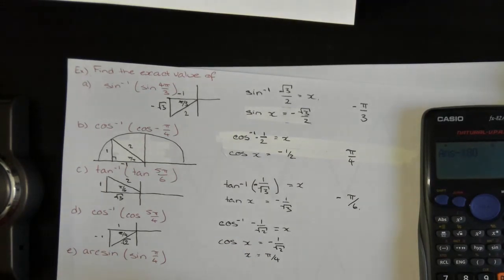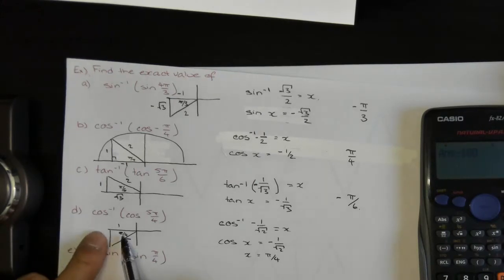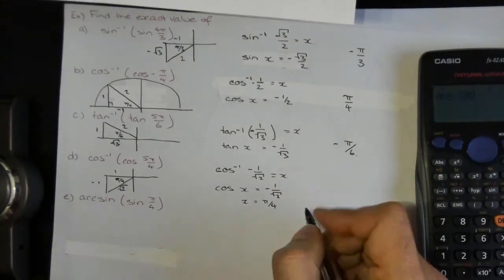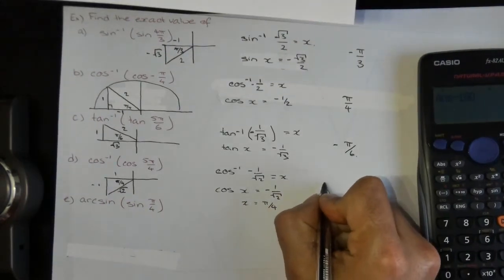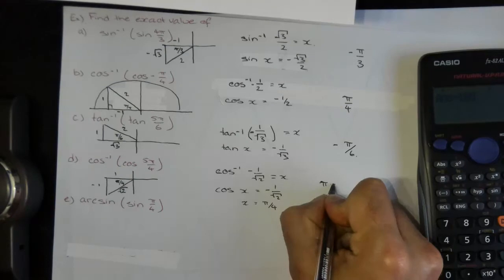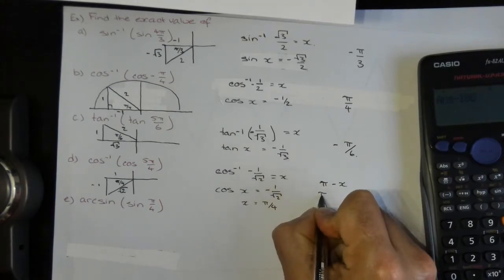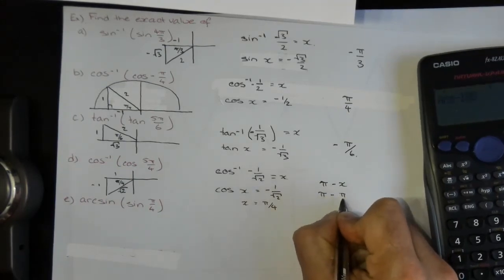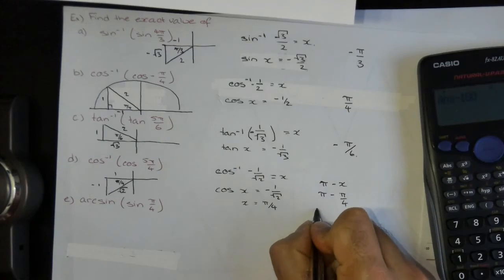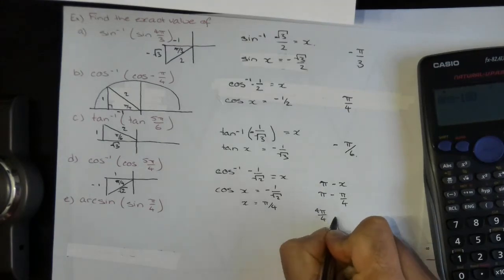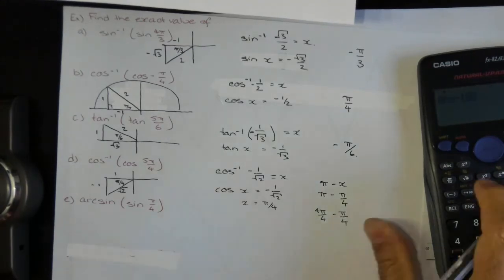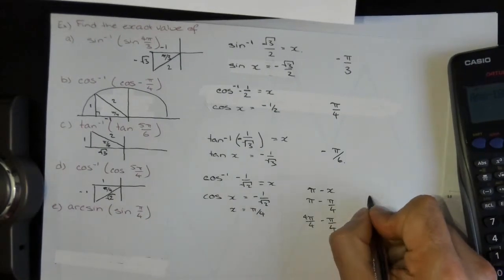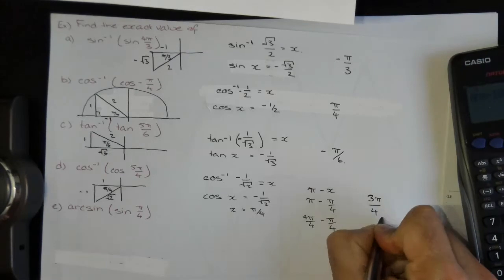However, because it's a function, we should only get one solution. We use the fact that we want pi minus x. So pi minus pi on 4 becomes 4 pi over 4 minus pi on 4. And so what we get is we actually get 3 pi over 4 as our solution.